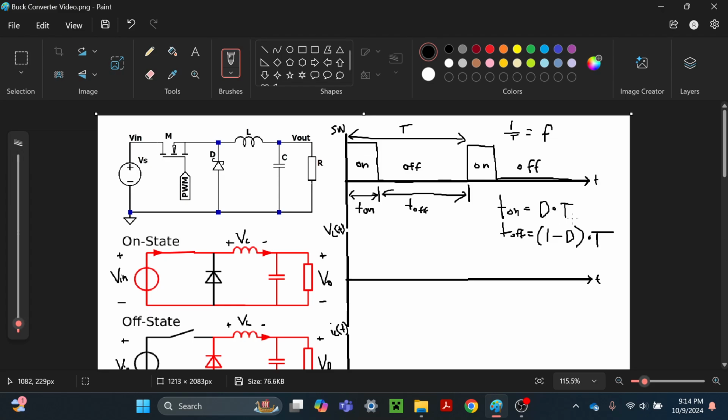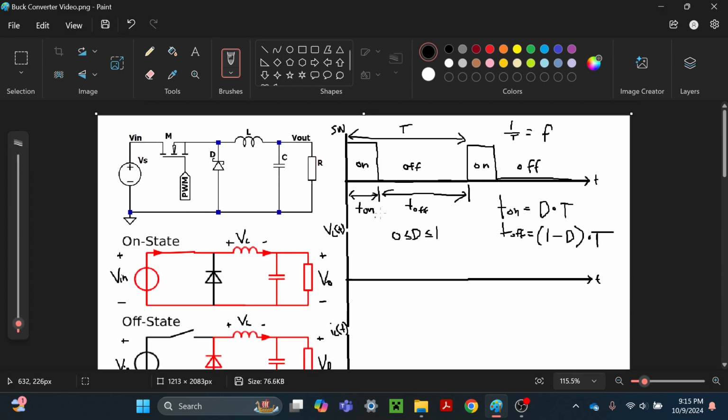So the duty is always going to be greater than or equal to 0 and less than or equal to 1. So when the duty is 0, it's always off, and when the duty is 1, it's always on. So when the duty is 0.5, it's on for half the period and then off for the other half of the period. And so if the duty is 0.25, it's going to be on for 25% of the period and then off for 75% of the period, right?